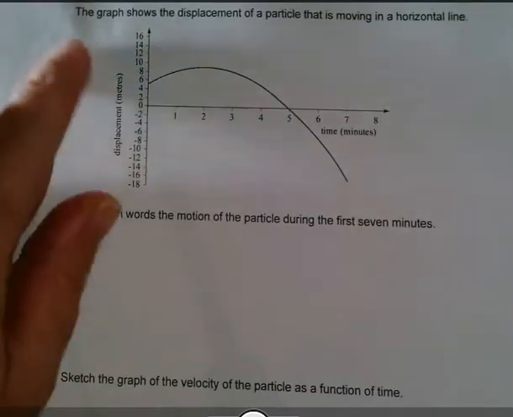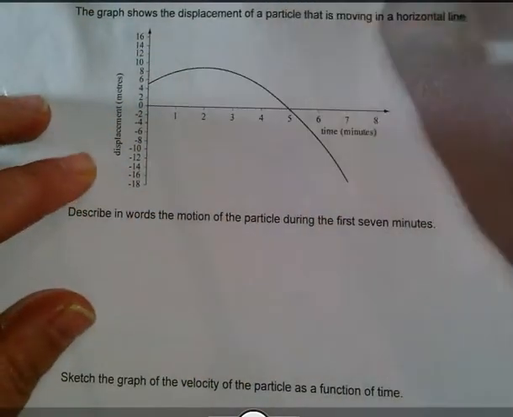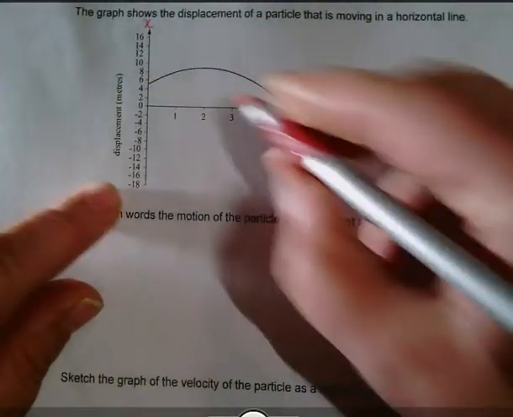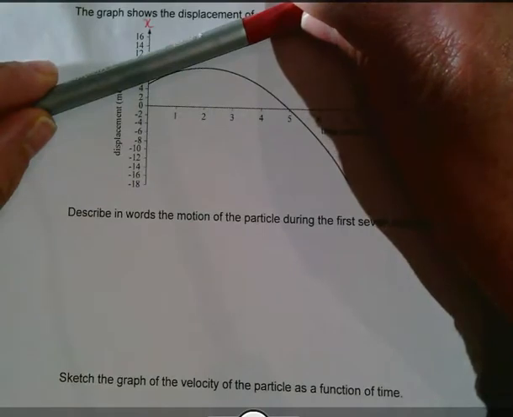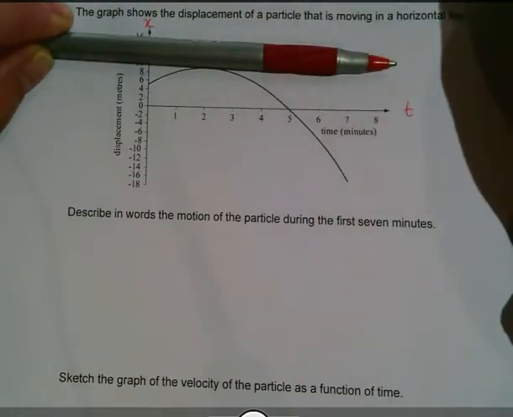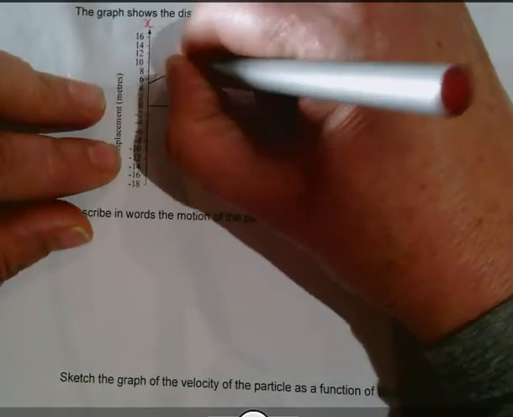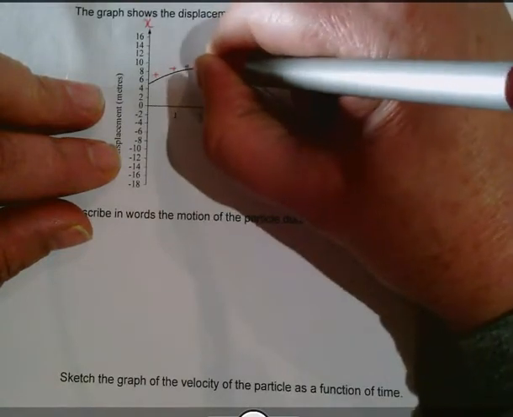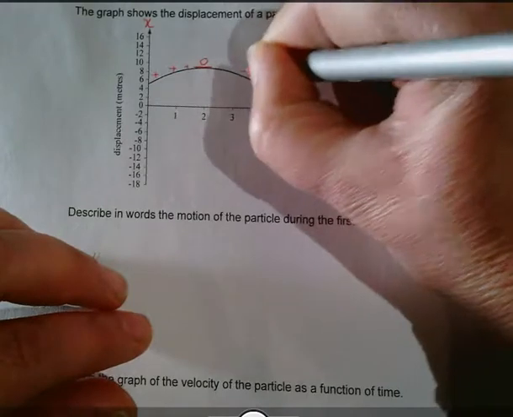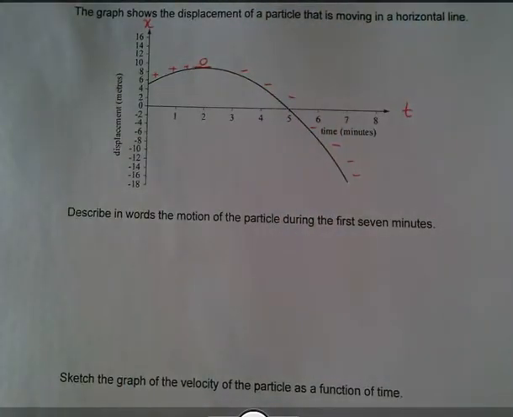Okay, now here is our next page. The graph shows the displacement of a particle. Remember, displacement is x. That is moving in a horizontal line. So have a look at the velocity. It's positive. And then at the 2-second mark, sorry, the velocity is 0, or the gradient is 0. So we've got positive velocity here, and then we've got 0 velocity there. Then we've got negative velocity. Now remember what that all means if you're moving to the right and if you're moving to the left.